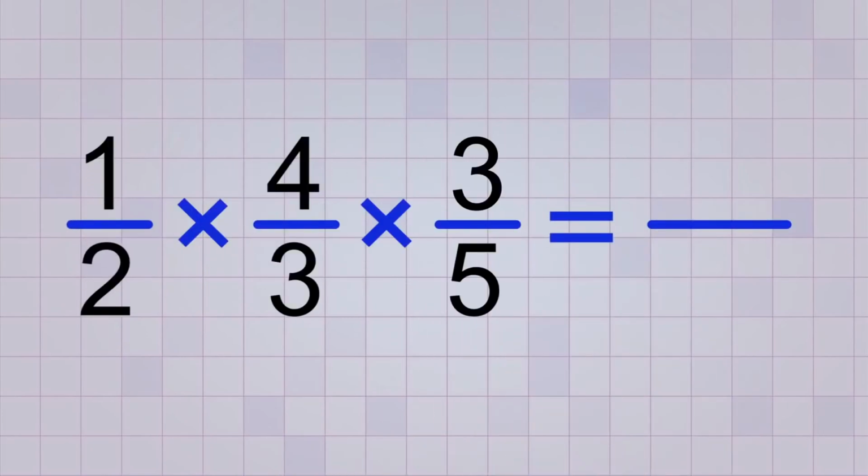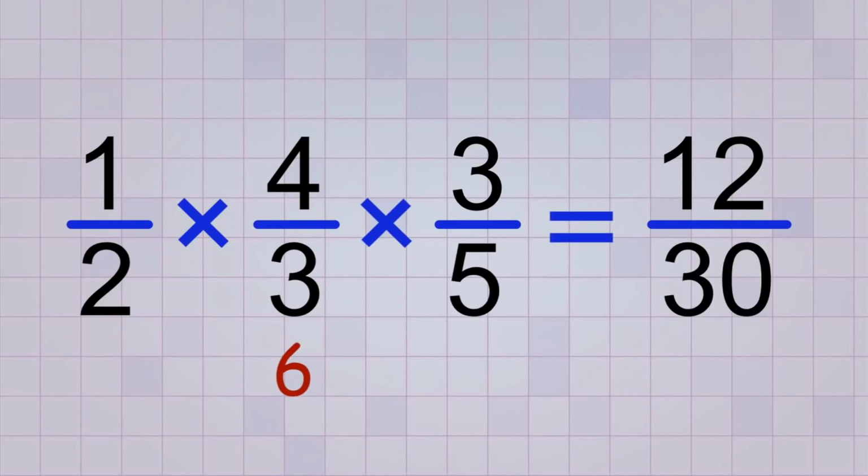So on the top, we have 1 times 4 is 4, and 4 times 3 is 12. And on the bottom, 2 times 3 is 6, and 6 times 5 is 30. That means our answer is 12 over 30. So there you have it. Multiplying fractions is easy because fractions are just another way of writing division problems.